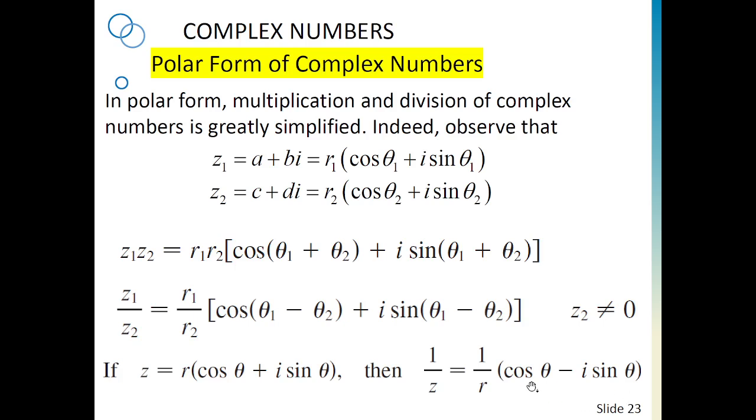So suddenly this polar form will simplify some of the computations, especially when we start computing the powers of complex numbers.